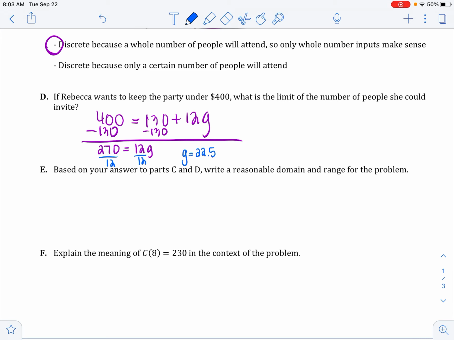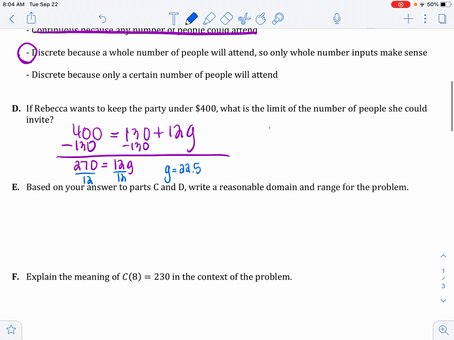So it says, what is the limit of the number of people she could invite? Is my answer 22.5 people? Absolutely not. It makes no sense. Can she invite 23 people? Nope, because she'll go over $400. So she could only invite 22 people.